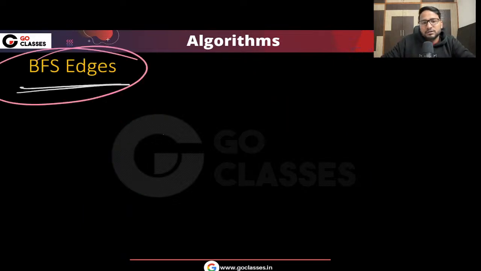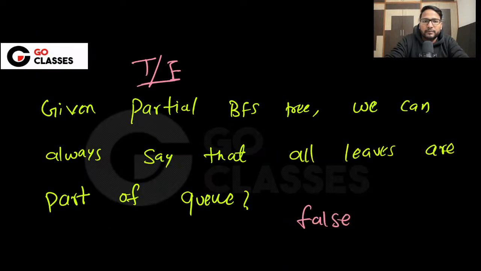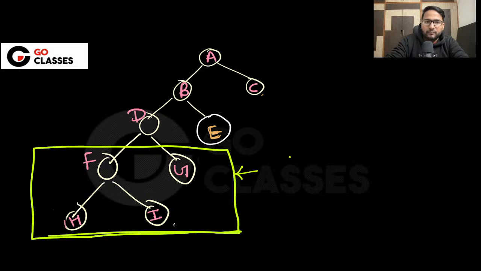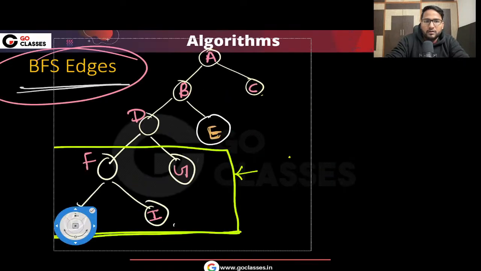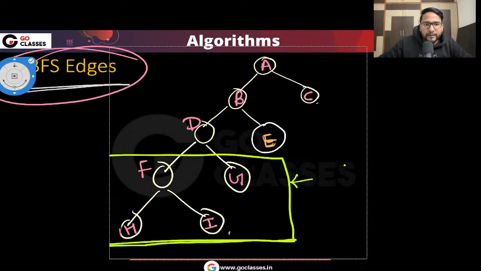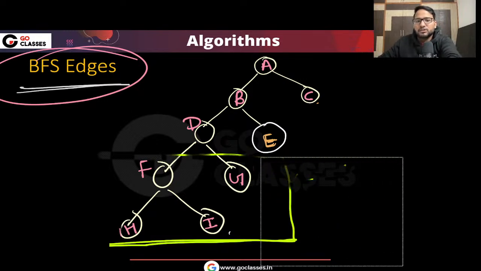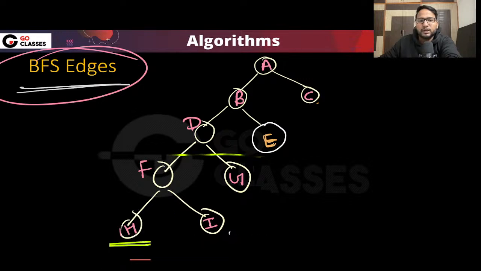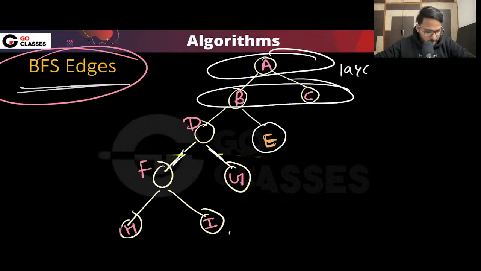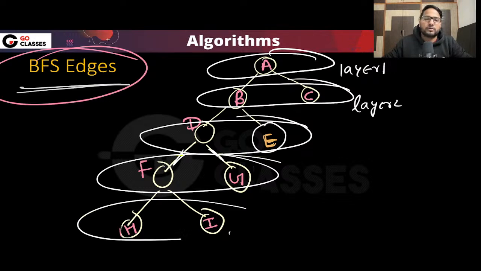Suppose I have some BFS tree. Let me copy this tree as it is. Let's think of this tree as layers. The first one is layer 1 and so on. See here, this is layer 1, this is layer 2, and so on. This is the BFS tree. Now this is layer 3, this is layer 4, this is layer 5, and so on.